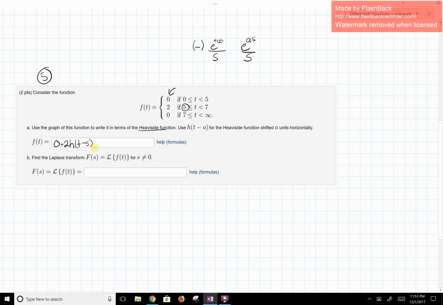But cumulatively as we go along, we know that we have to get back to 0. So we're going to subtract 2, put our Heaviside function in, and then we get t minus 7.